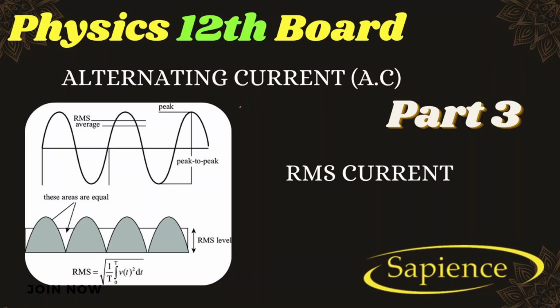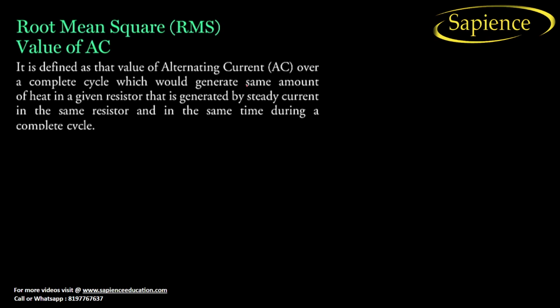So today I am going to complete RMS current, which is the third video on alternating current. So what exactly is RMS current? We will define this and we will derive some of the things. For that we need to understand RMS. What is the full form of RMS? Root mean square value of AC.